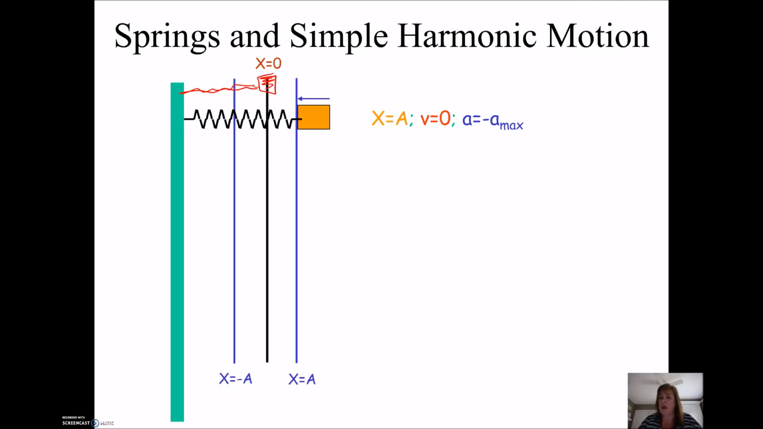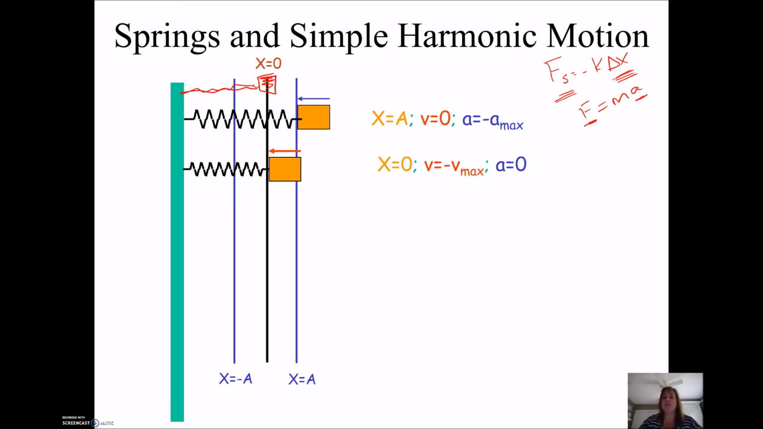Why is the acceleration max there? Well, remember that the force of a spring is equal to negative k delta x. So the bigger this value is, the bigger the force of the spring is. And Newton's second law, right, says force is mass times acceleration. So the bigger this is, the bigger the acceleration is. So when I reach amplitude, as I'm oscillating back and forth on a spring, because I have the biggest displacement, I have the biggest force, and I have the biggest acceleration.